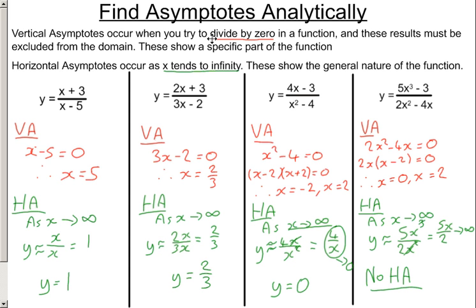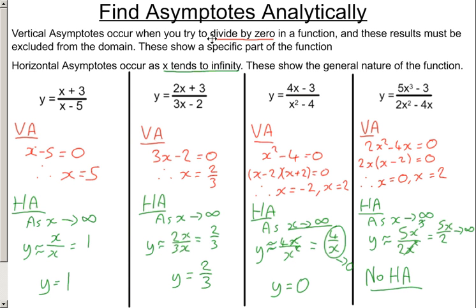So that's how we find asymptotes analytically. If it's a vertical asymptote, we make the denominator of the rational function equal to 0. That will tell us our vertical asymptotes. And for horizontal asymptotes, we have to consider what happens as x gets closer and closer to infinity, and it gets bigger and bigger and bigger.